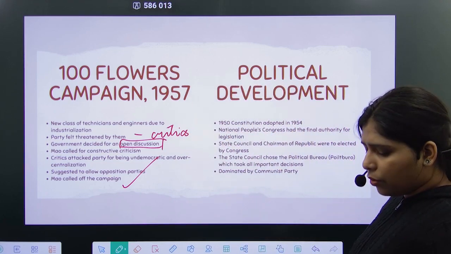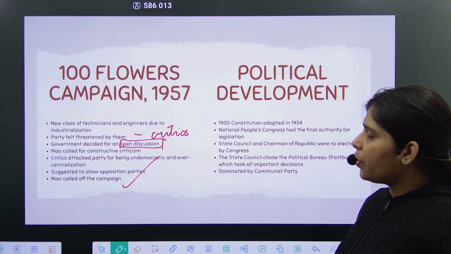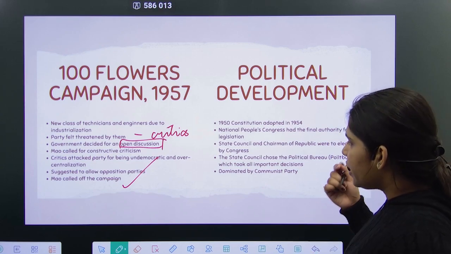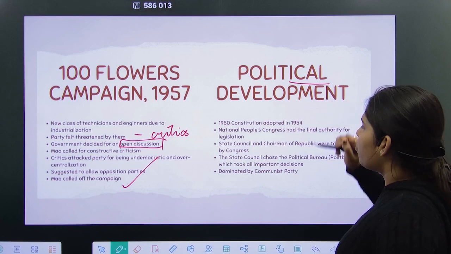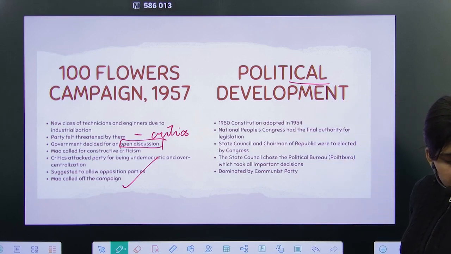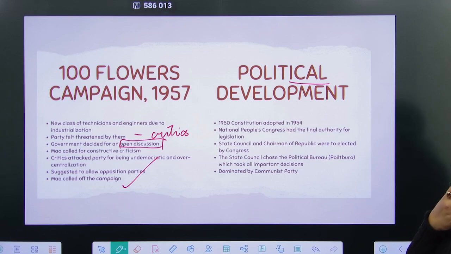Coming to the political development. China did not only see economic development, it saw political development also. The 1950 Constitution of China was actually adopted in the year 1954. Through this constitution, the National People's Congress had the final authority for legislation. People above 18 could vote. The State Council and Chairman of the Republic were to be elected by the Congress itself.